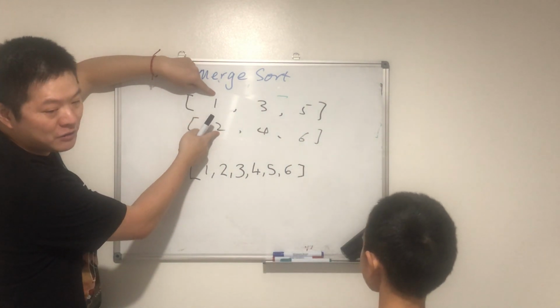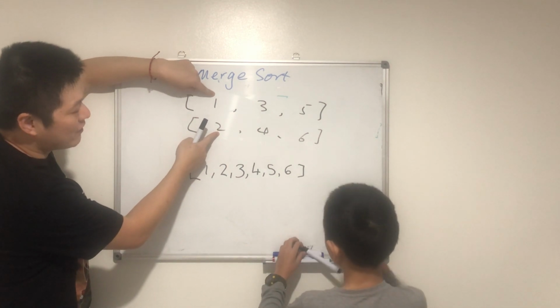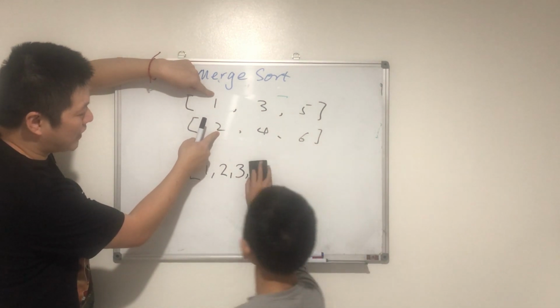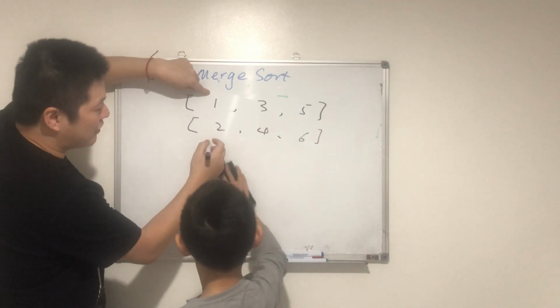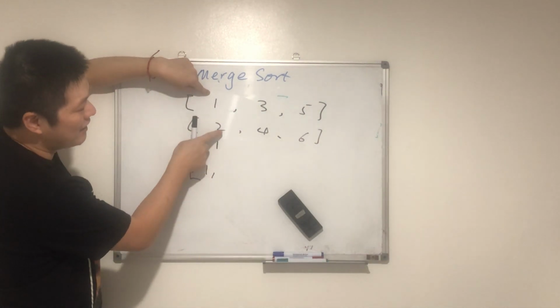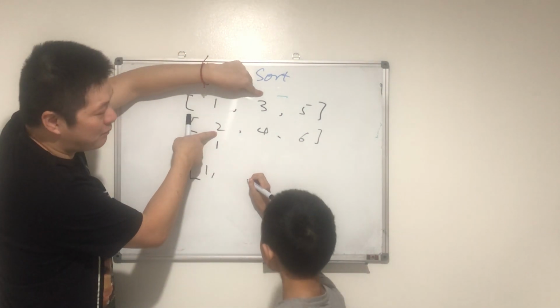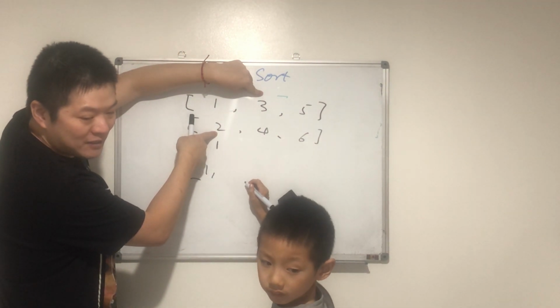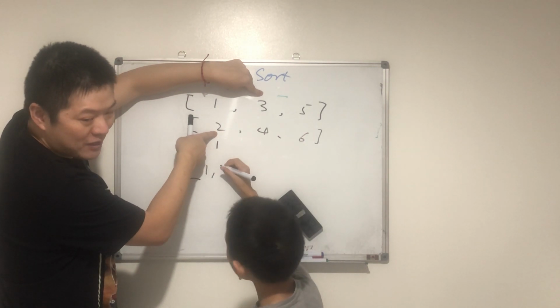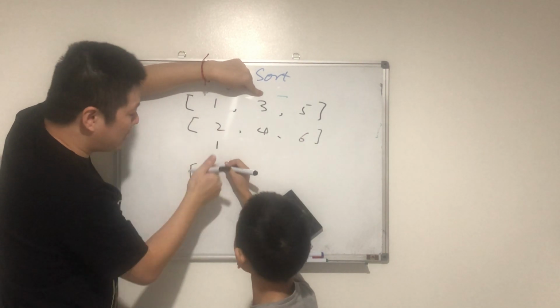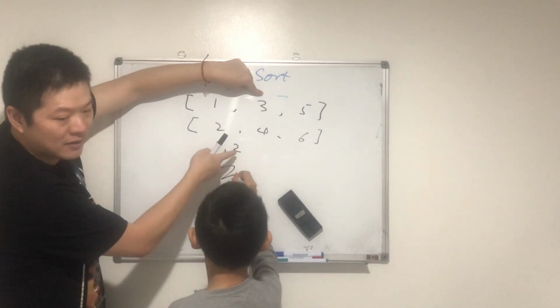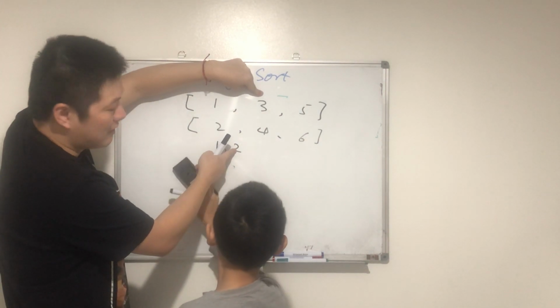Is 1 smaller than 2? Yes. So if 1 is smaller than 2, then I pick 1. I put the 1 here, and then move the left hand here. And is 2 smaller than 3? Yes. Then we push the 2 here, right? Ryan, do you get it?